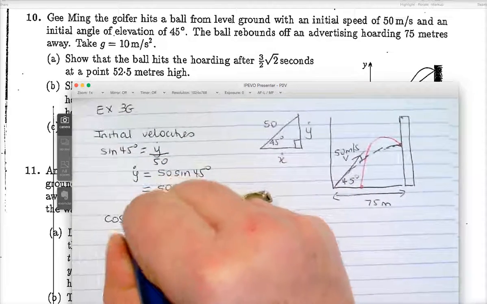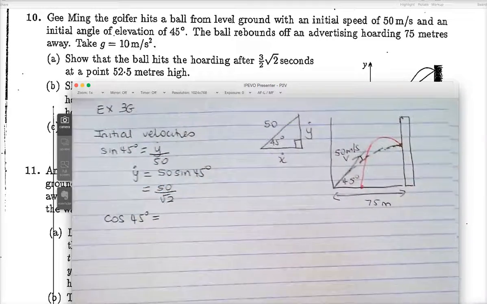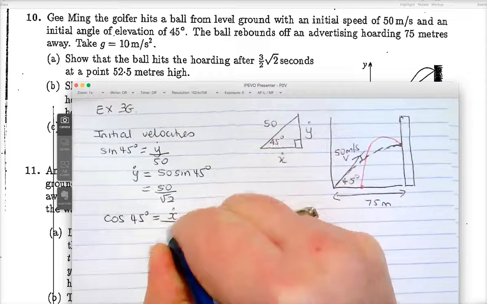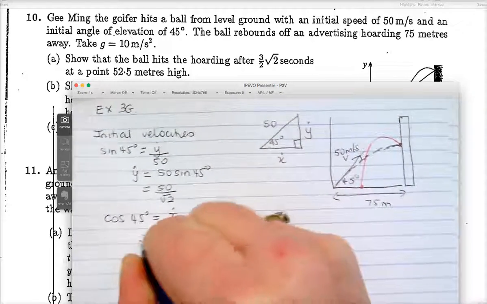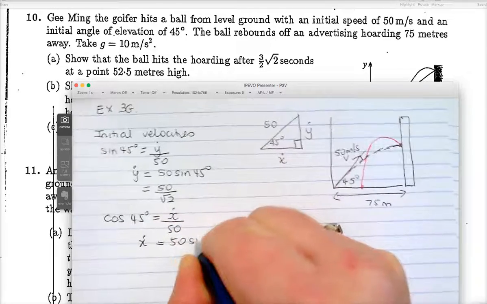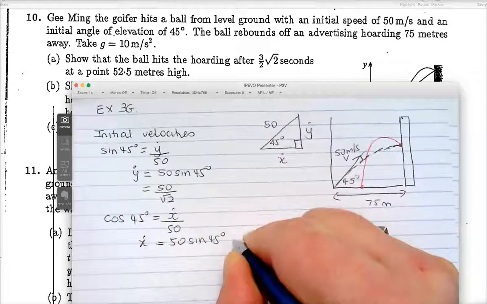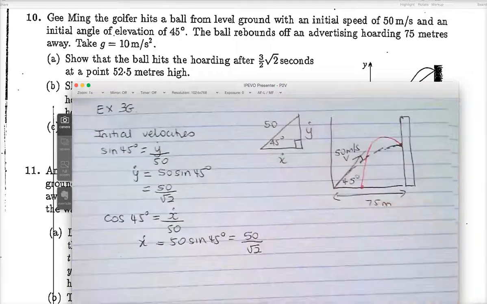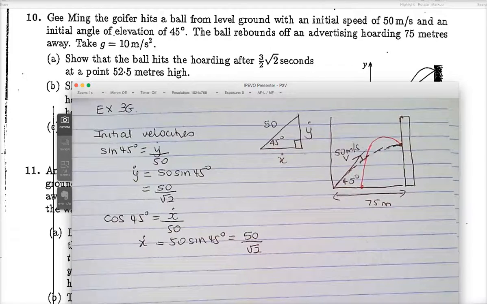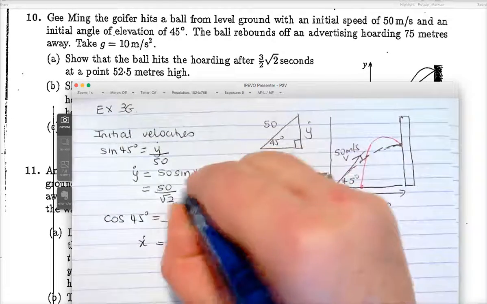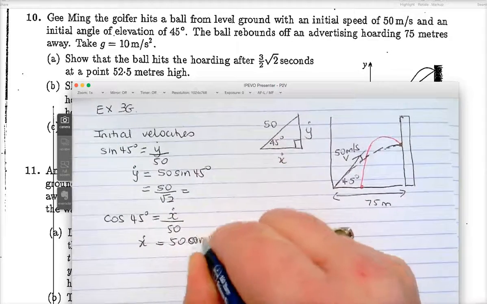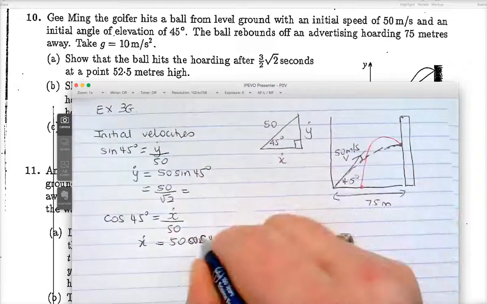And then we've got cos of 45 is x dot on 50. X dot is 50 cos 45, which is also 50 times 1 on root 2, which is 50 on root 2. Sorry, yes, it is cos. So girls, that's cos.